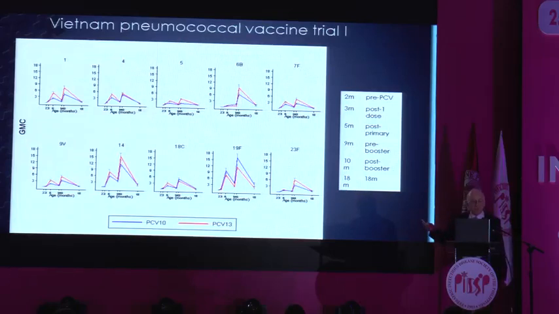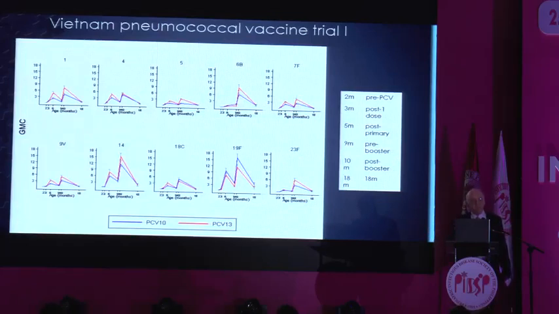If you look on this rather complicated series of graphs, the red lines are PCV13 and the blue lines are PCV10. And the pattern that you can see for most, but not all serotypes, is that after the primary series, PCV13 antibody levels are higher. But once you go out for a few months and before the booster dose, it returns to normal, and in fact there's a tendency for them to cross.